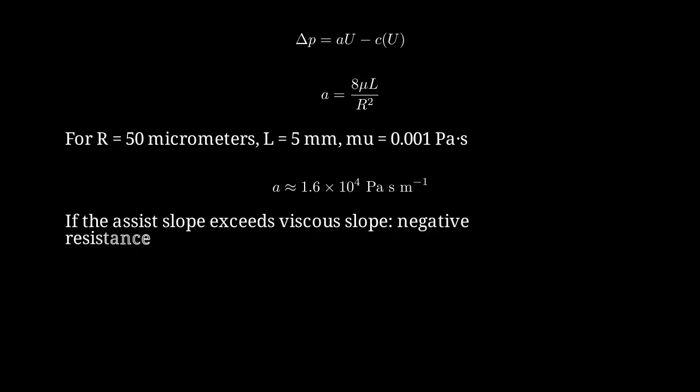If the Marangoni assist slope exceeds the viscous slope, we get negative differential resistance. The total slope d delta P over dU equals A minus the assist derivative. When this is negative, we have backbending.